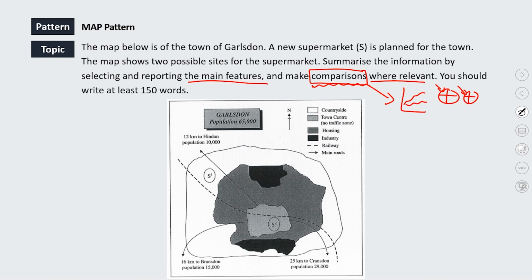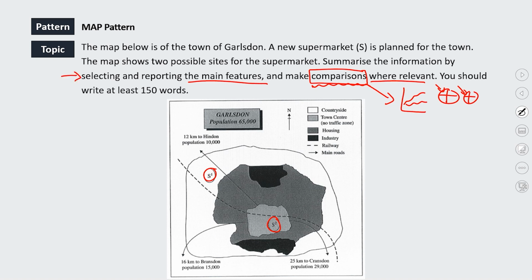So when I'm looking at this map, I'm thinking, okay, well, they've told you that there are two potential sites for your supermarket, 1 and 2. And so in terms of comparison, what they're looking for you to do is compare the suitability of the two sites, or the main features of the two proposed sites to each other. So that would be how you would get in your comparison language and how you would get your full task achievement.